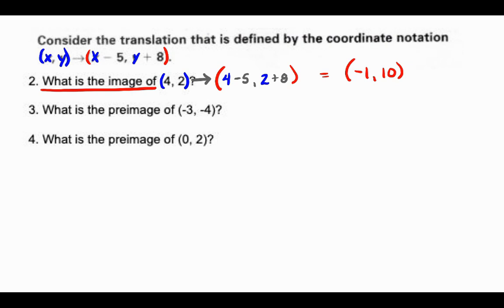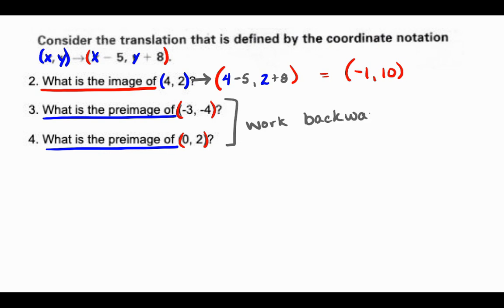So when they want the image, we do exactly what it says in the coordinate notation calculation. However, when they want the pre-image and they are telling you the image location, for this set of problems, we have to work backwards. So I'm going to show you two ways of setting up the same type of calculation. So one way to do this is to actually write an equation.